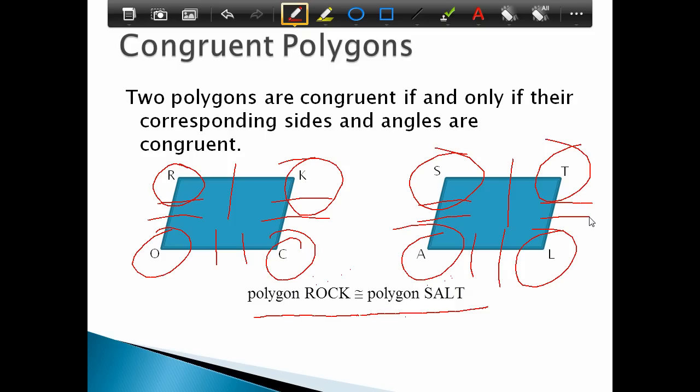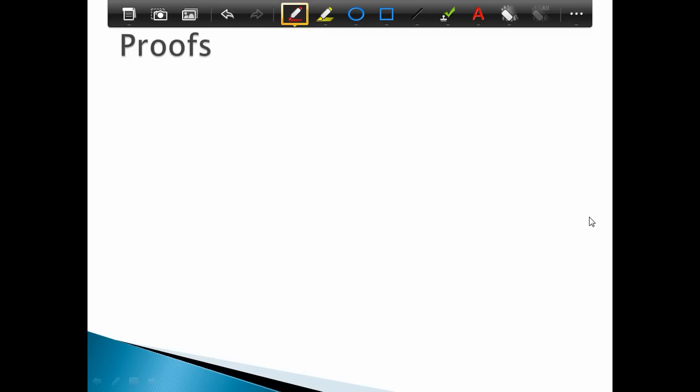This applies to any polygons: triangles, squares, rectangles, parallelograms, pentagons, octagons, dodecagons, whichever kind of polygon you want. We are going to focus on triangles though tonight. To do that, we're going to introduce this new big geometry thing, proofs. This is our first experience with proofs, guys.